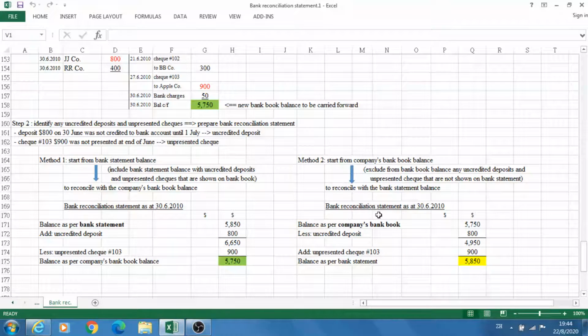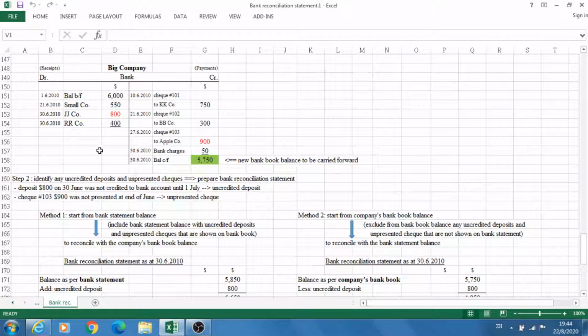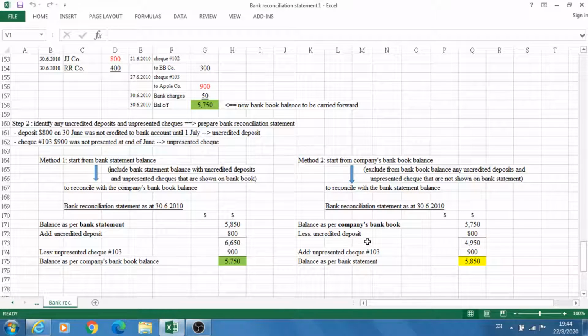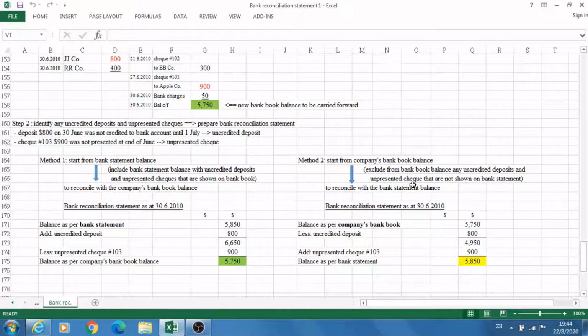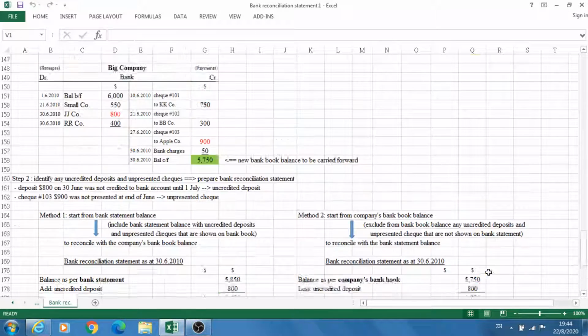Bank reconciliation statement as at 30 June 2010. Balance as per company's bank book 5,750. Exclude means less uncredited deposits 800, and also exclude unpresented check. So add back the unpresented check amount 900. Then reconcile with the bank statement balance 5,850.